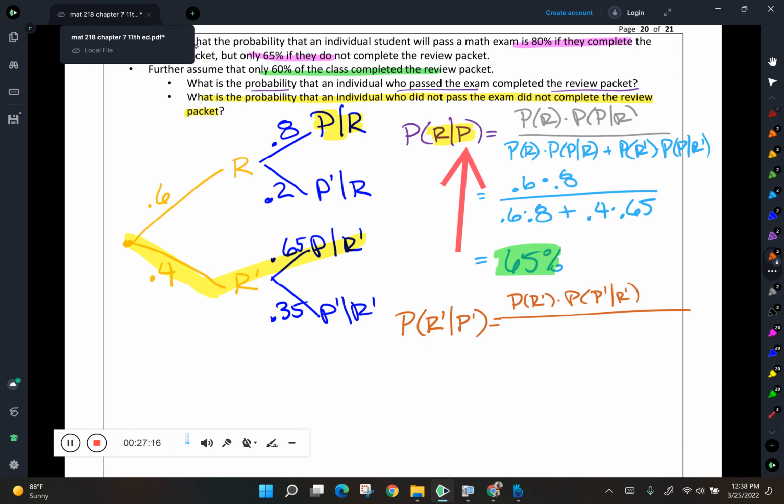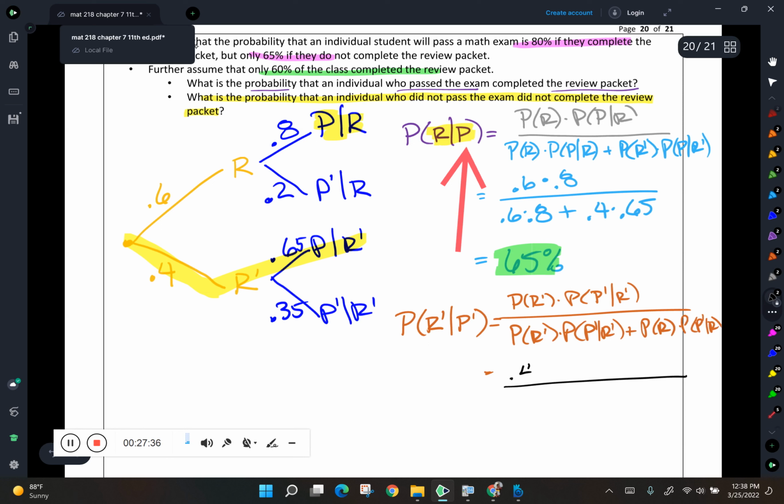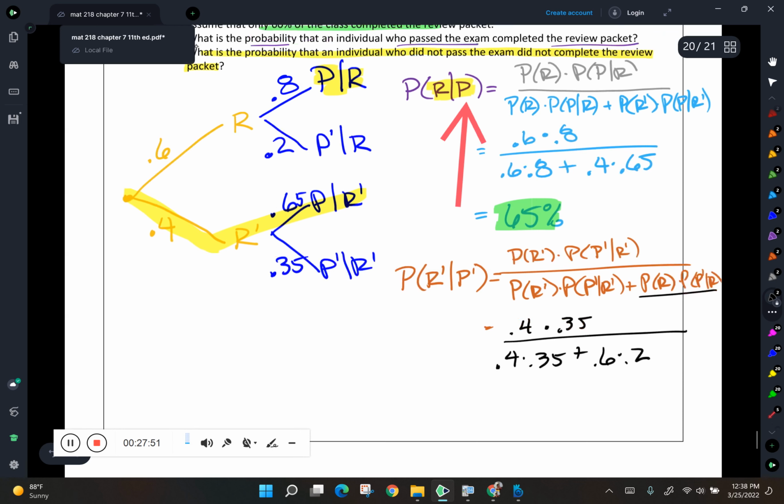So that's going to be, let's see, the probability of R complement times the probability of P complement given R complement, plus the probability of R, did the review packet, times the probability that you didn't pass given the review packet. In terms of numbers, that's going to be, let's see, the probability of R complement is 0.4 times the probability of not passing is 0.35, divided by 0.4 times 0.35 plus that business, so 0.6 times 0.2.